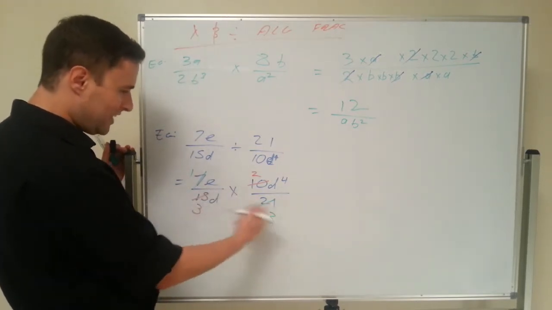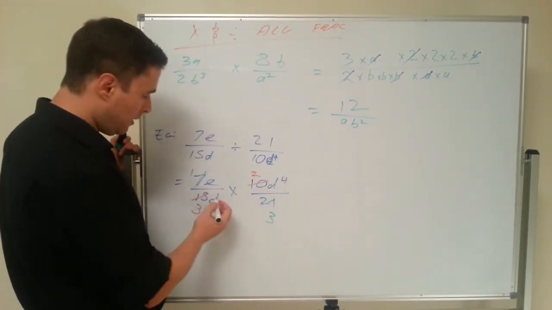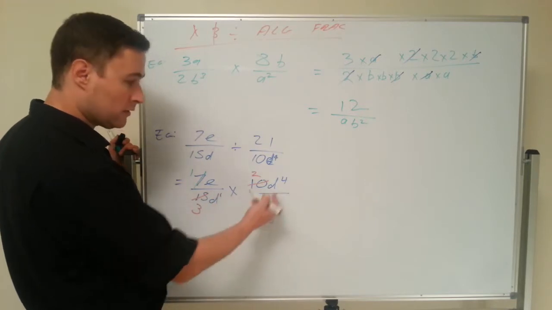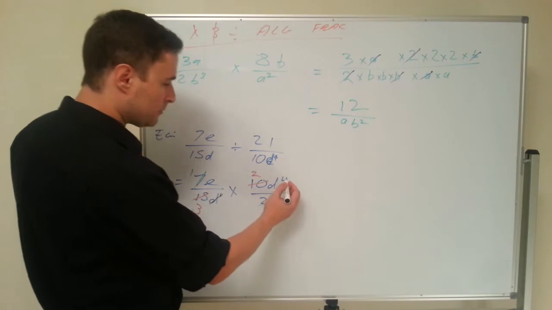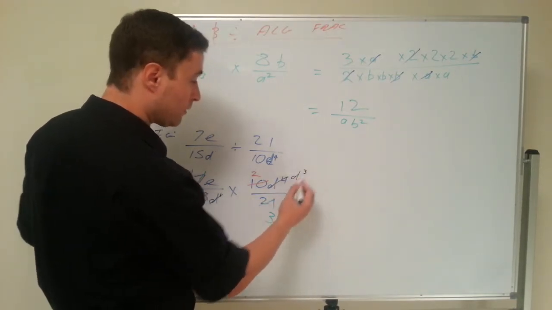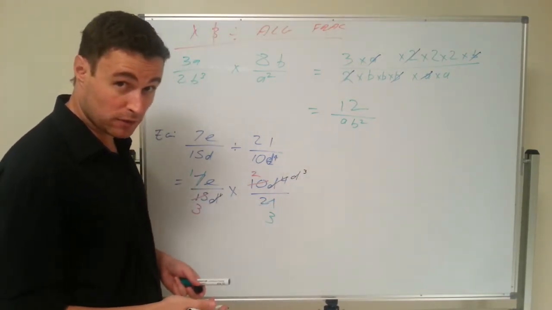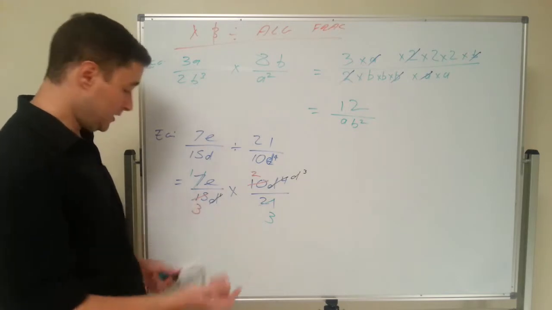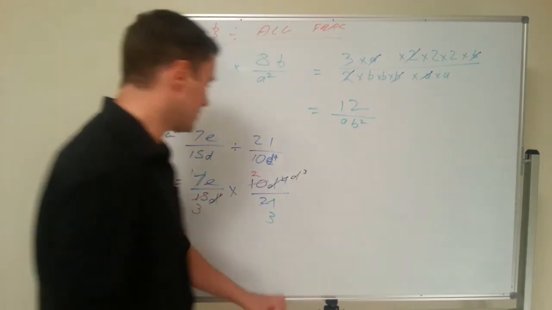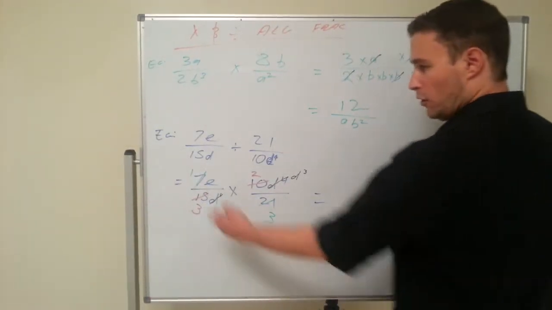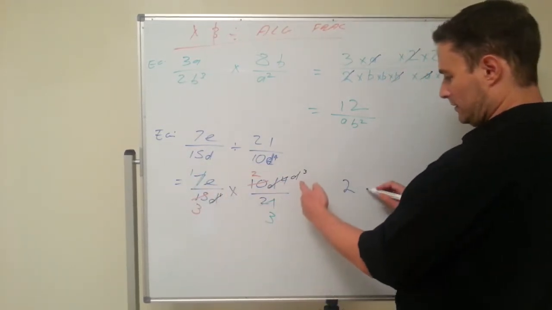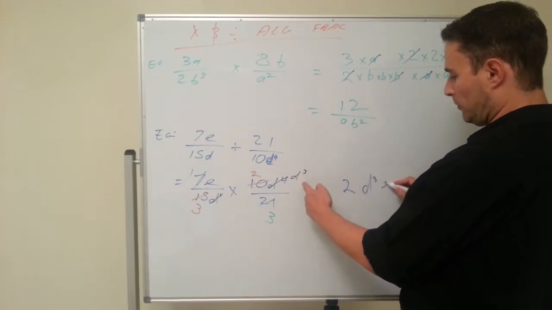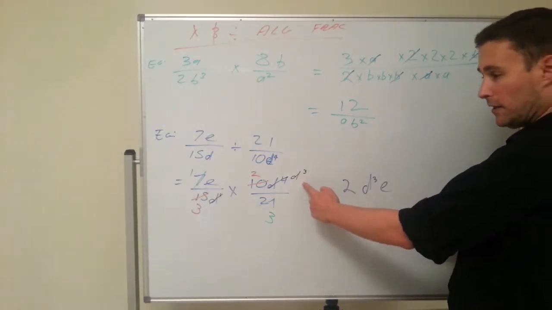And now let's look at the letter part. Well, there are no e's at the bottom for me to cancel. But d to the power of 1, so d to the 4 divided by d to the power of 1 gives me d to the power of 3. When I divide powers, I subtract exponents. And that's it. We're done. All we have to do is tidy this up. On top, 1 times 2 is 2e d cubed. Normally we write it in alphabetical order.